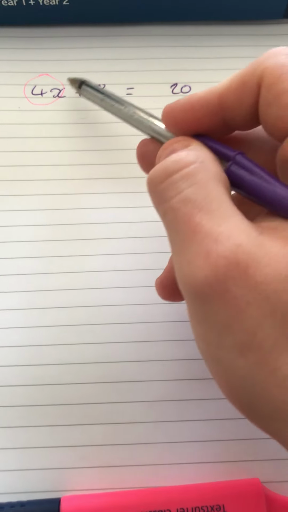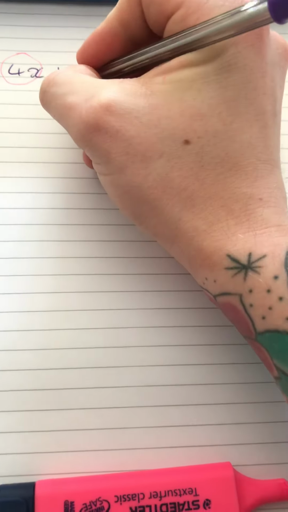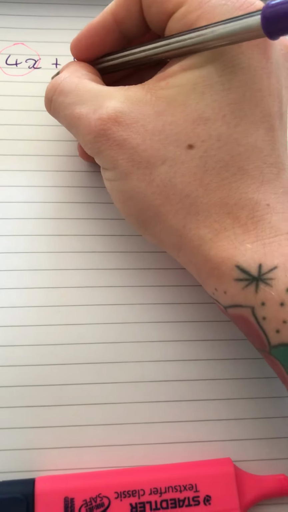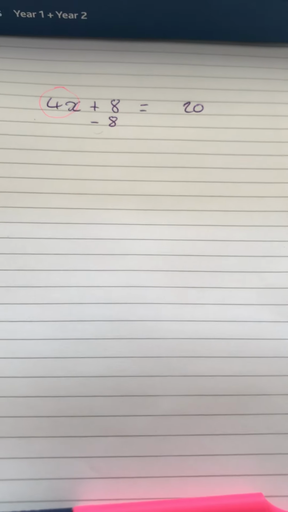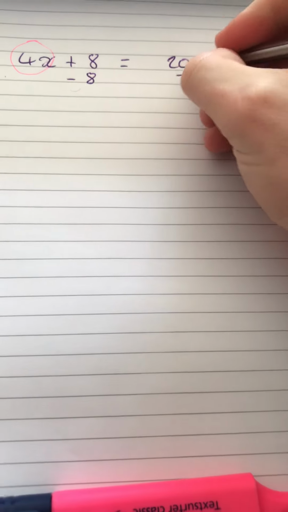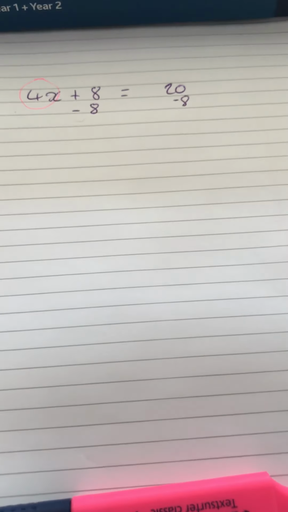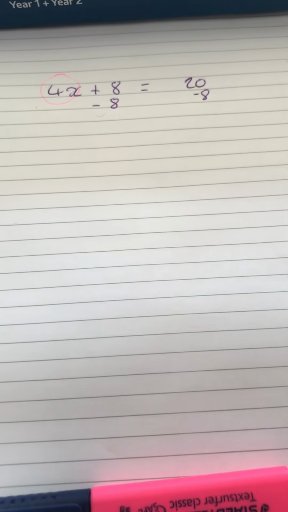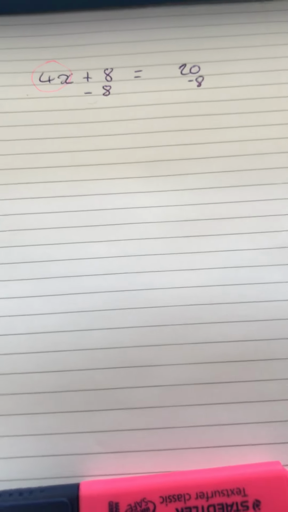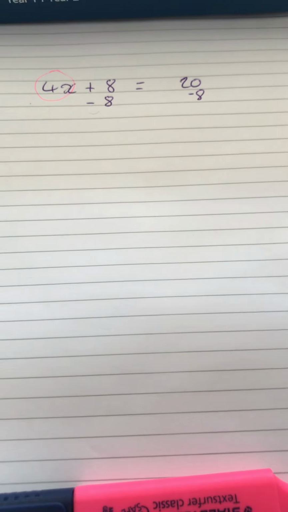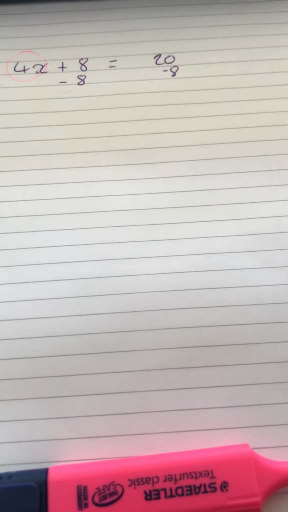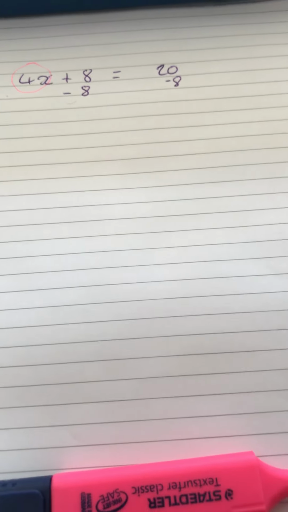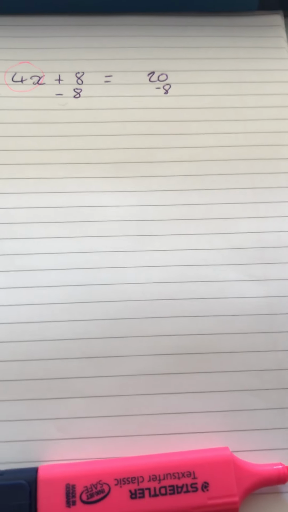We've got 4x and we're adding 8. We don't want to do that. We want to subtract 8. But if we subtract 8 from one side of our equation, we must do it to the other side of the equation, because you must imagine an equal sign like the middle part of a seesaw at the park, okay? If you do something to one side of the seesaw when it's balanced, you must do the same thing to the other side, otherwise it will become unbalanced.